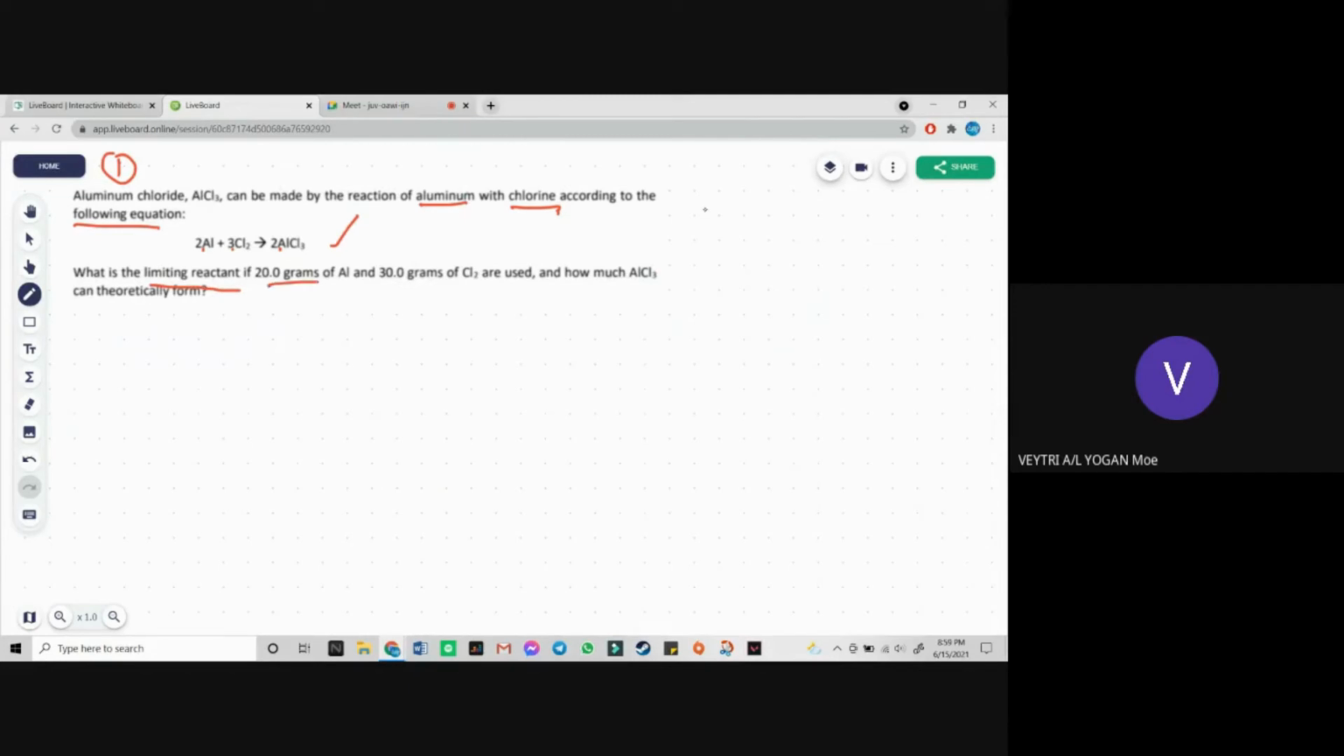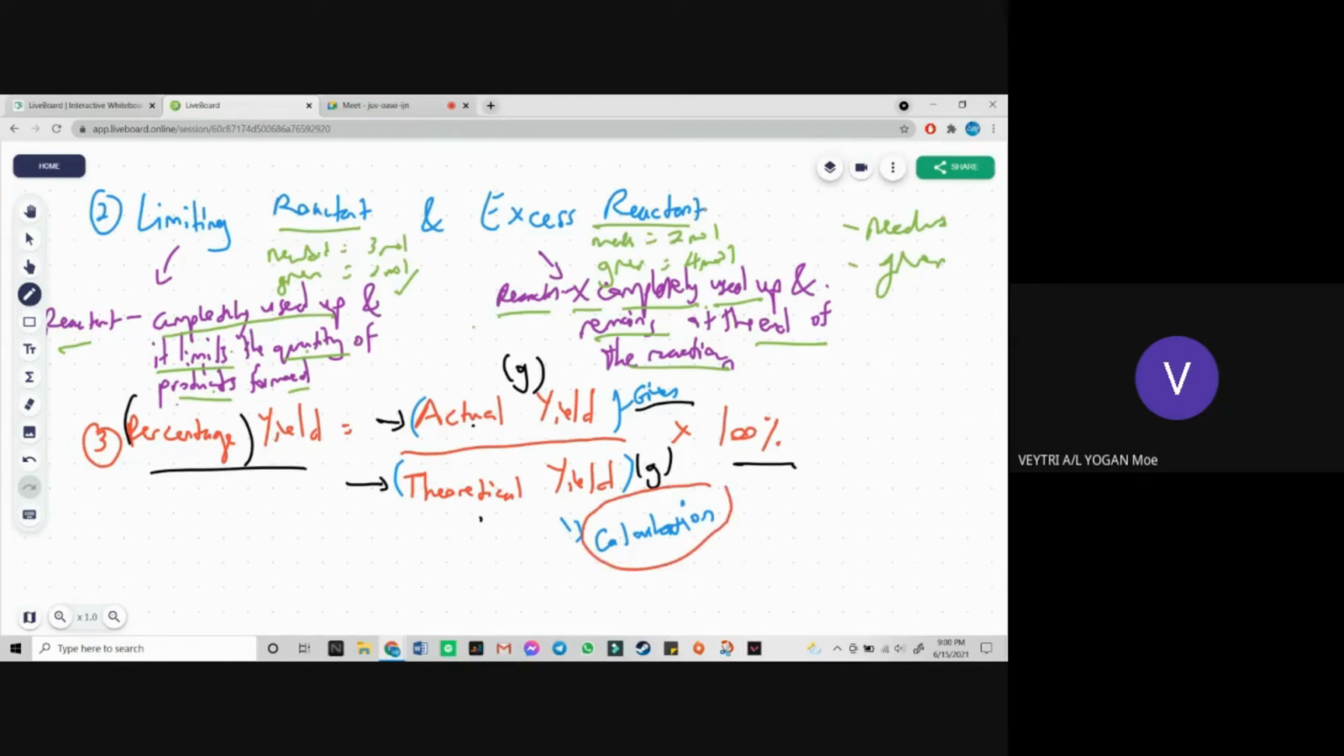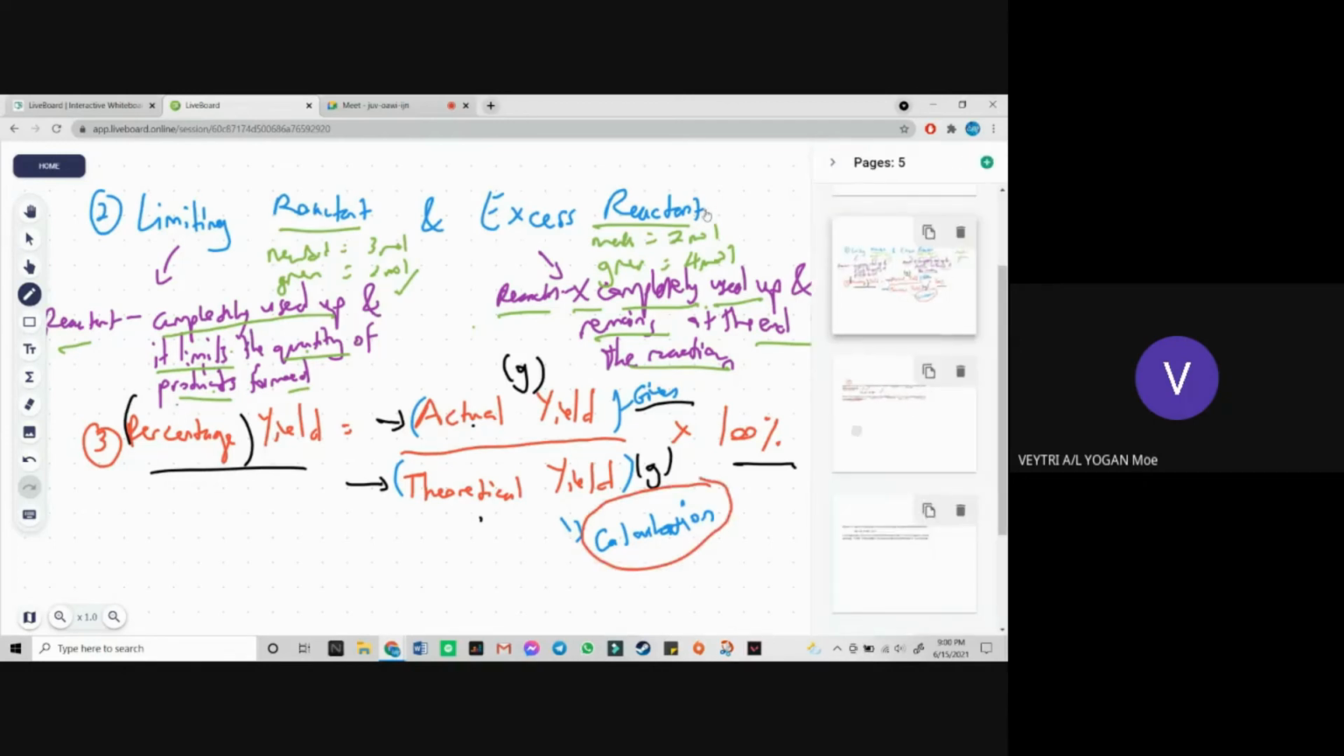If 20 grams of aluminium and 30 grams of chlorine are used, how much aluminium chloride can theoretically form? Theoretically, what does that mean? I already said: calculation. That is why it says theoretically form. So you have to calculate it.